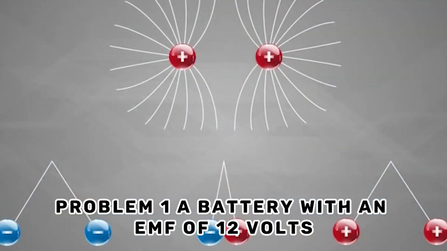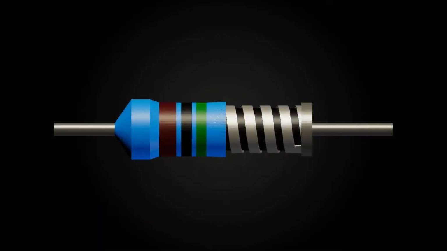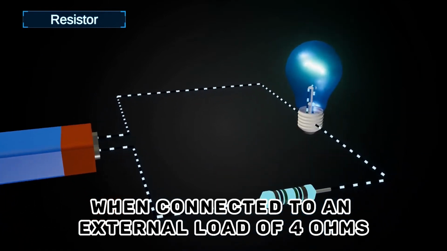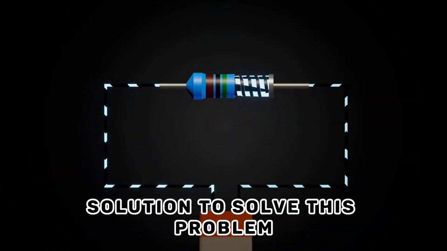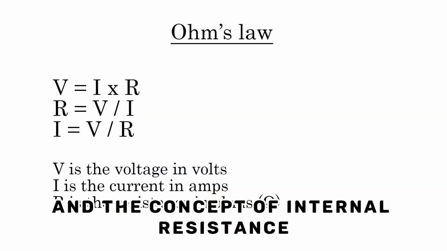Problem 1. A battery with an EMF of 12 volts has an internal resistance of 2 ohms. Calculate the current flowing through the circuit when connected to an external load of 4 ohms. Solution. To solve this problem, we can use Ohm's law and the concept of internal resistance.